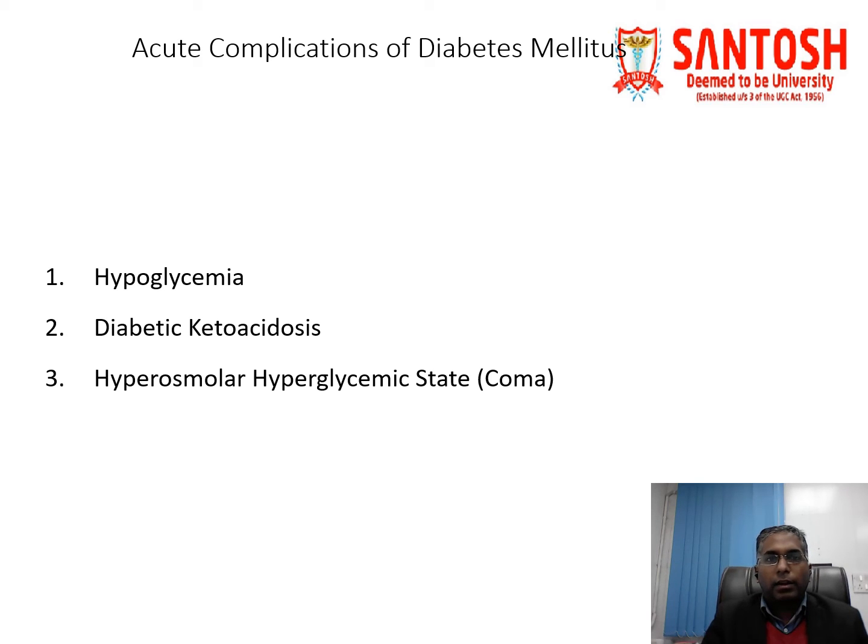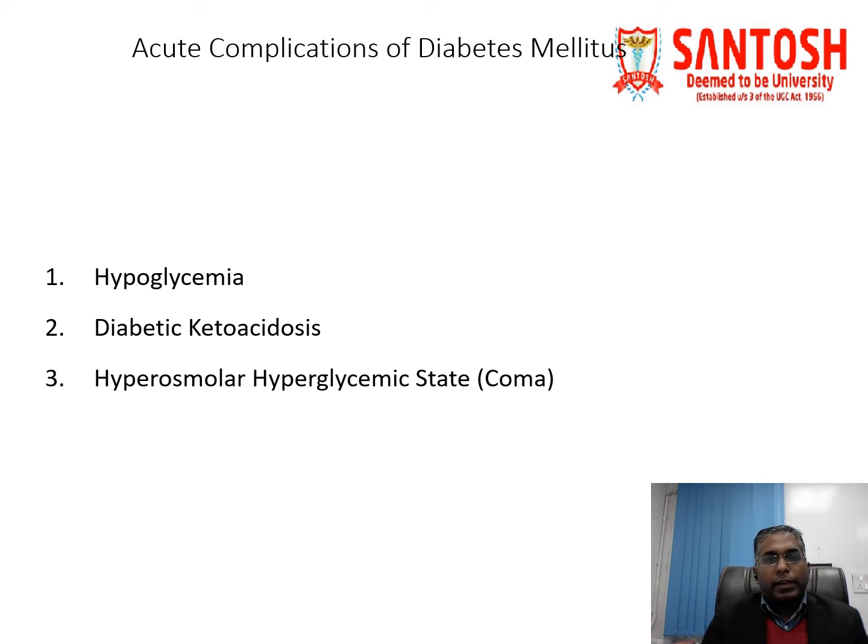A few words regarding the acute complications of diabetes mellitus. There are three acute complications. First is hypoglycemia, in which blood glucose levels become low because of the use of therapies like oral hypoglycemic agents or insulin. The risk factors are that if the person is not taking an adequate meal, or is doing excessive exercise, or a dose of the drug is missed, then the patient may be at risk of developing hypoglycemia, which should be treated immediately.